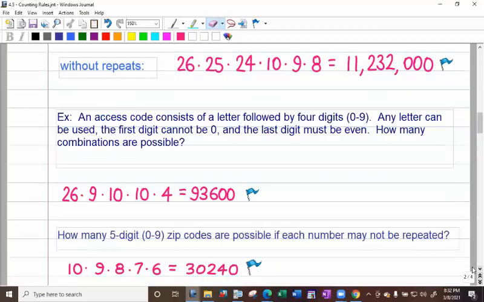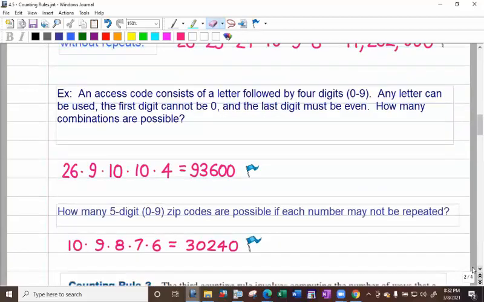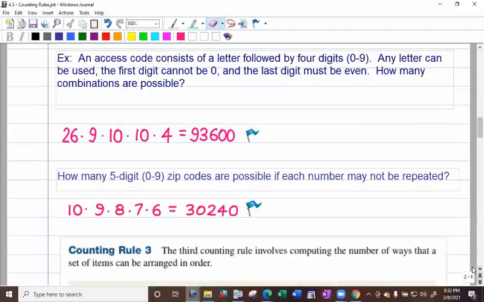Okay. Now we're going back to the zip code problem we did earlier, except now we're saying no repeats. So instead of 10 times 10 times 10 times 10 times 10, you lose one each time. So it's 10 times 9 times 8 times 7 times 6. We know to stop here because we're only looking for a 5-digit code. So that's where you would stop the multiplications, however many. So each number represents a digit. And you multiply those together, you get 30,240.